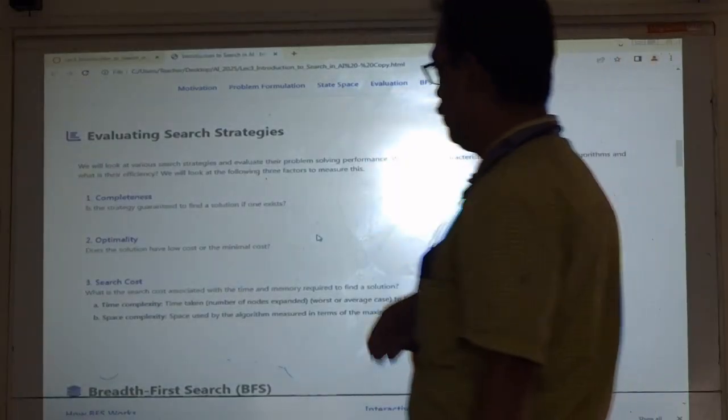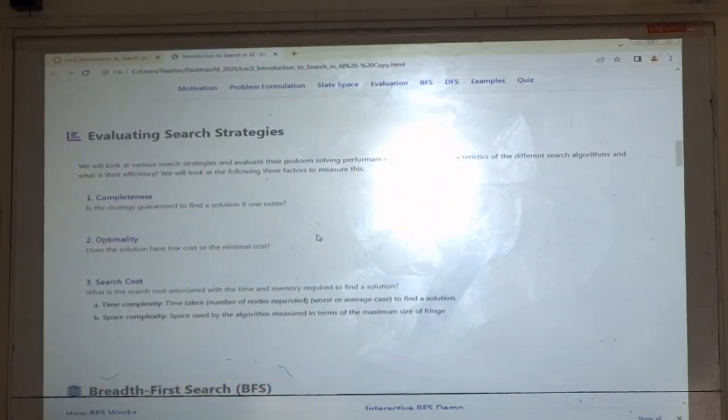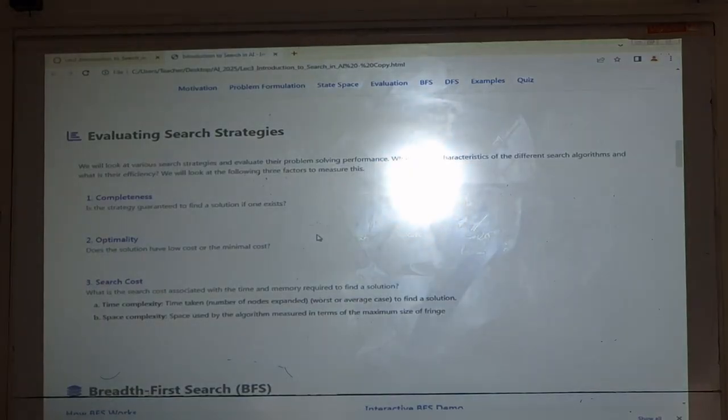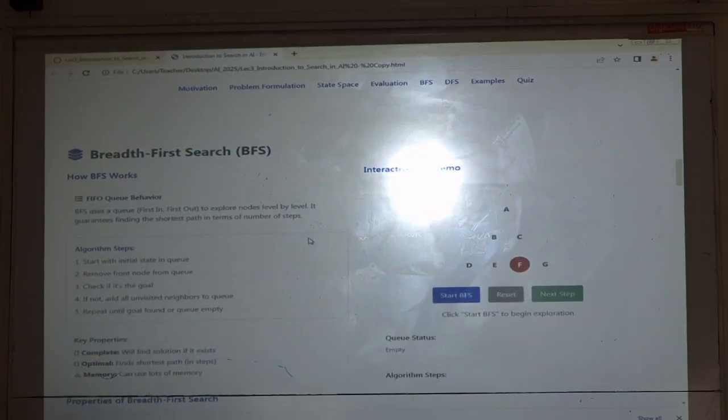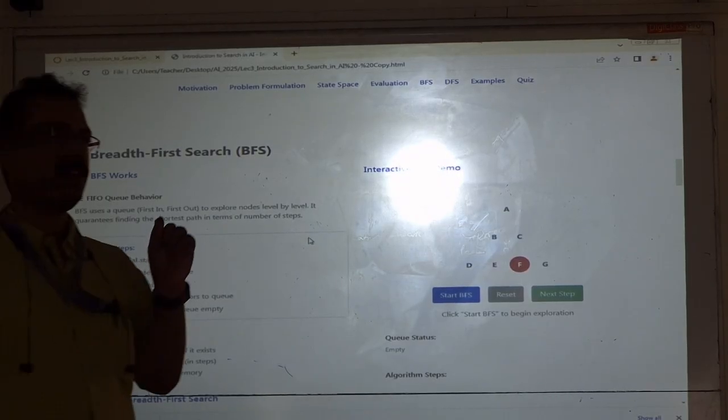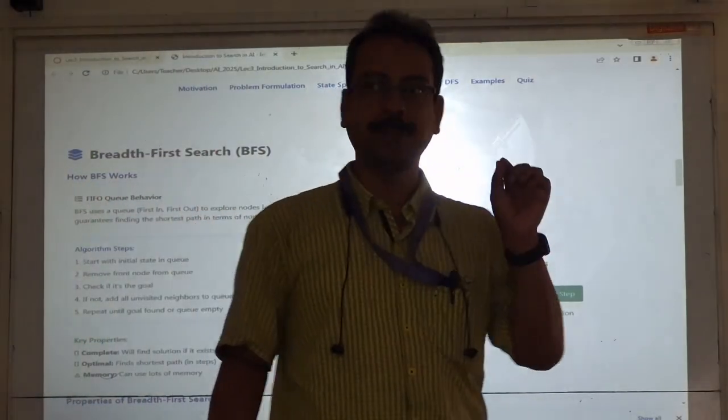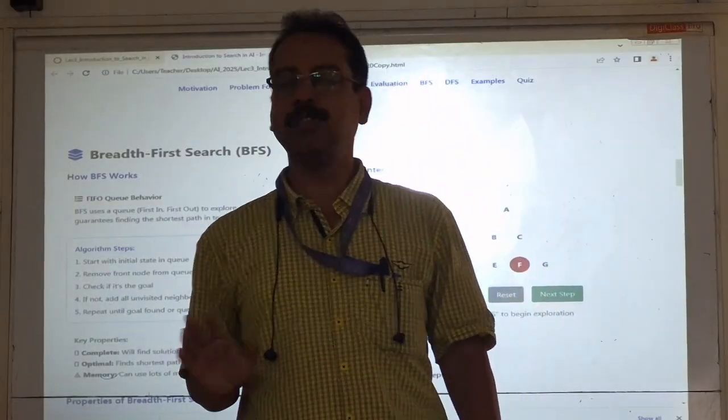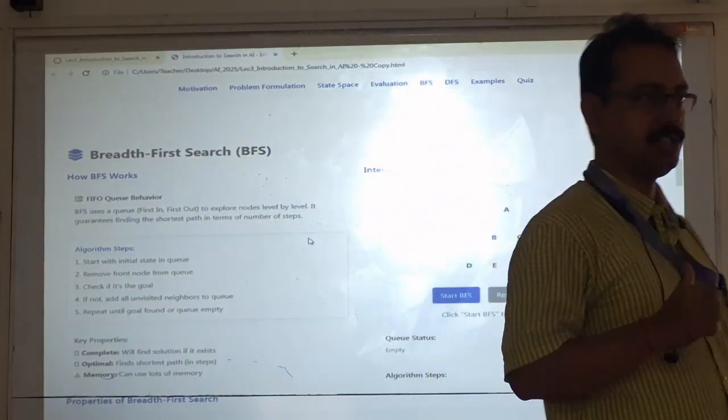Clear? Now, in the previous class, I discussed breadth first search, how it works with the help of a queue. Here we can see that basic key property, completeness. So the BFS is complete. Why? If I say that the breadth first search algorithm is complete, what does this mean? Can anyone tell me based on what I have said just now?